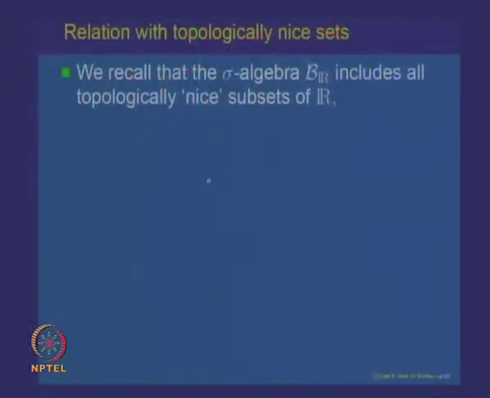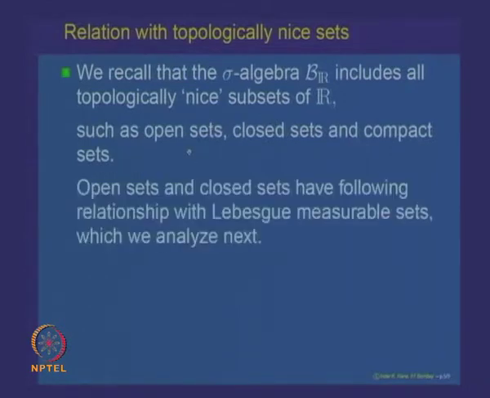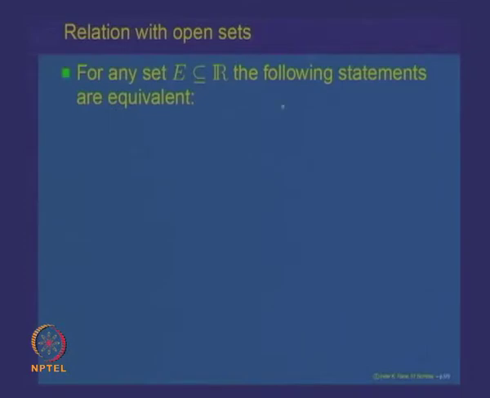Now, let us look at properties of the Lebesgue measurable sets with respect to topologically nice subsets of the real line. Namely, topologically nice sets are open sets and closed sets. So, we will actually analyze and characterize measurability of sets in terms of open sets and closed sets. So, this is the precise theorem that we are going to prove.